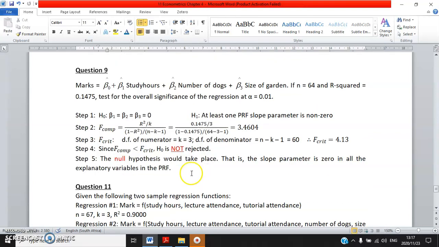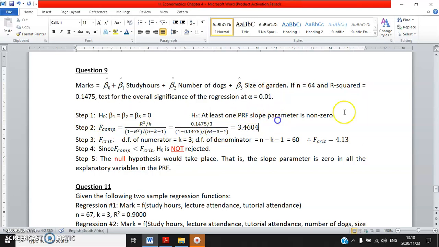Next one, question 9. Marks are explained by study hours. Number of dogs, I already know it is irrelevant. Size of the garden is irrelevant too, but because I commit overfitting, I don't know how it's going to destroy the goodness of fit of the regression, or the robustness of the regression. Sample size is 64, k is 3, so n minus k minus 1 is 60 actually. Then I can do the F test now.